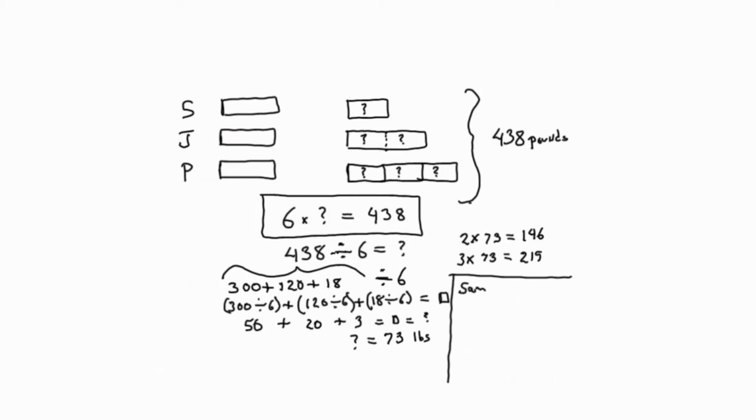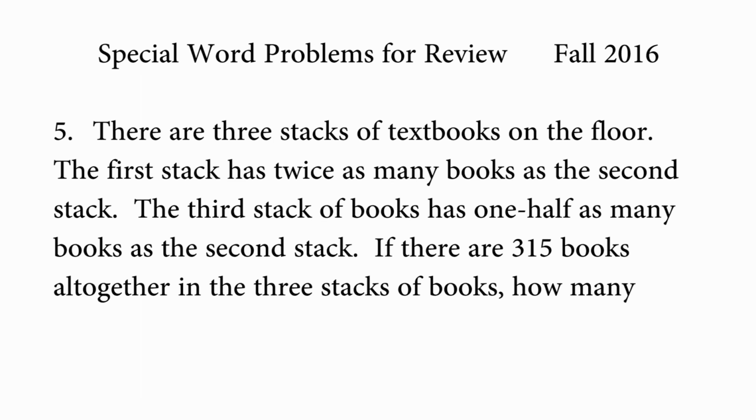So I need to write that. Sammy weighs 73 pounds, comma, Jessie weighs, since she weighs twice as much, 146 pounds. And finally, Patty, who's the heaviest of the three sisters, weighs 3 times the weight of Sammy, so it's 3 times 73, or 210 plus 9, 219 pounds. So the complete sentence tells the reader that Sammy weighs 73 pounds, Jessie weighs 146 pounds, and finally Patty weighs 219 pounds.